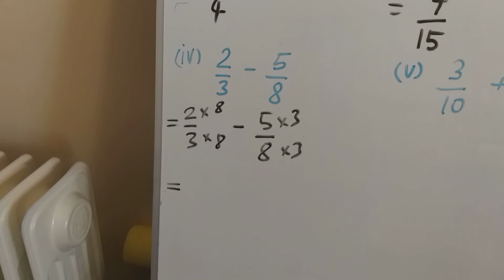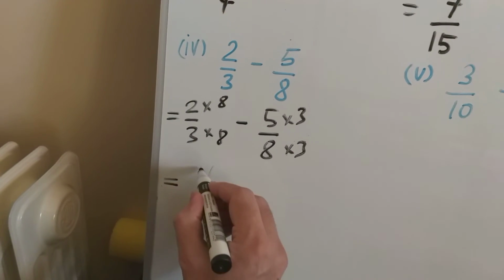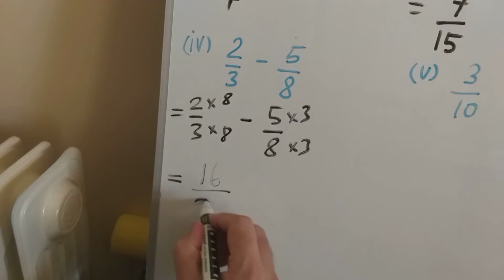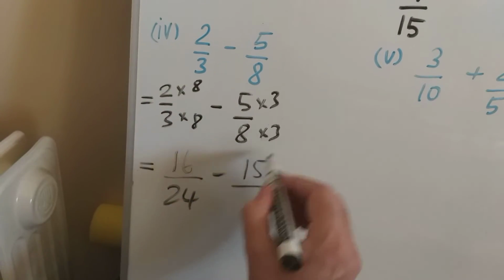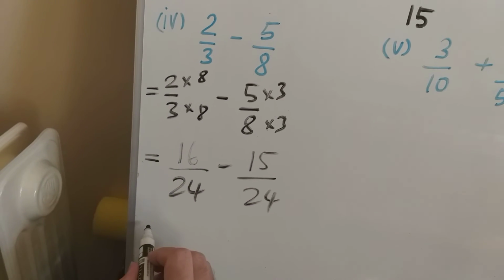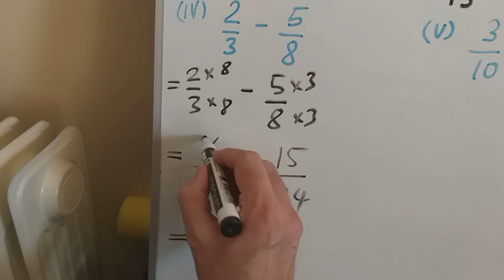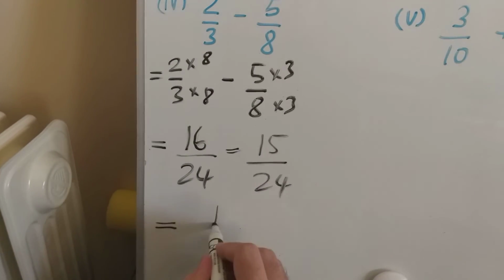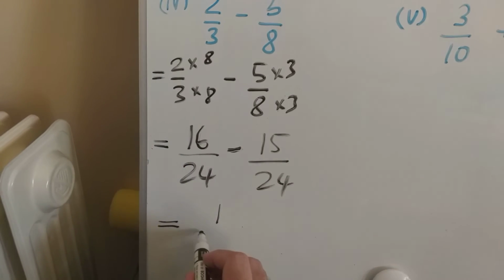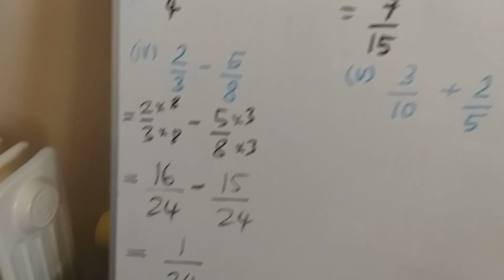So 2 times 8 is 16, and 3 times 8 is 24. 5 times 3 is 15. 8 times 3 is 24. So now the denominator is the same. All we have to do is subtract the numerators. So 16 take away 15 is 1. So 1 over 24. And that is our answer over here.